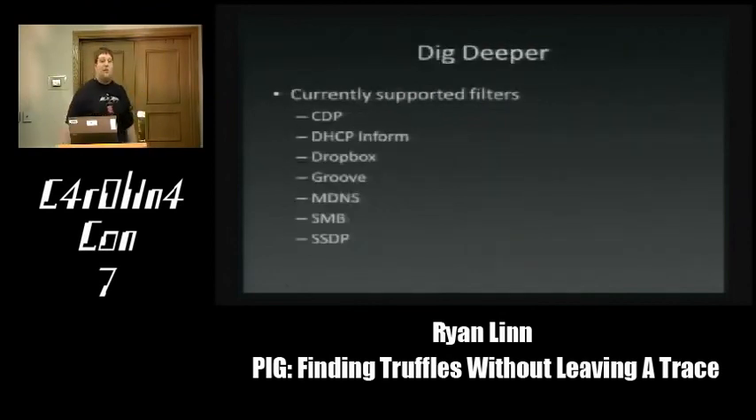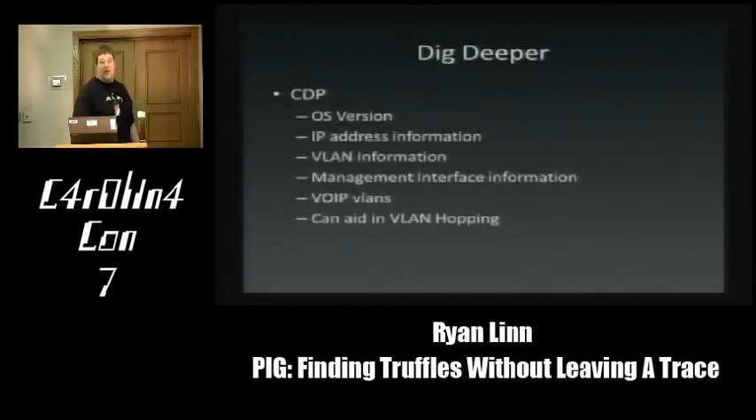So these are the currently supported filters, and we're going to talk a little bit about what's in each one. The Cisco Discovery Protocol is designed to help you figure out what your infrastructure is in case you forgot. That protocol talks back and forth between Cisco devices to let you know what switches are connected on which port, what their OS is and capabilities are. So we can figure out OS version, IP address information, in most cases VLAN information, management information, and all the other stuff that's in the slide.